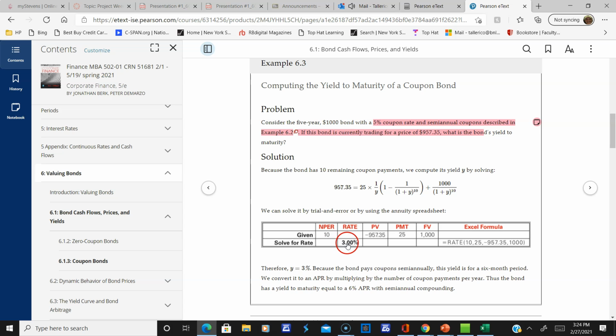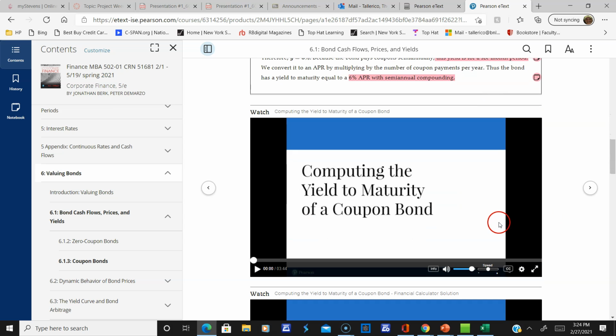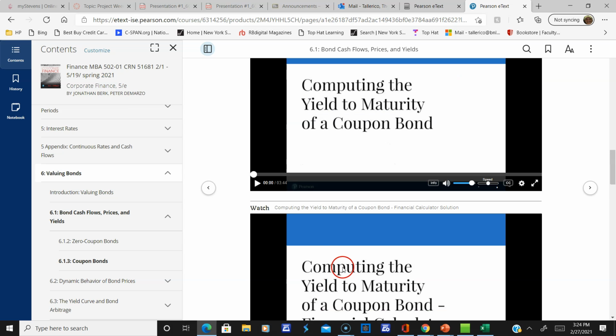You can see it's 3%, but that's every 6 months. You see what it says? This yield is for a 6 month period, and thus the bond has a yield to maturity equal to 6% APR with semi-annual compounding. All right, so let's go through this little nice example here.